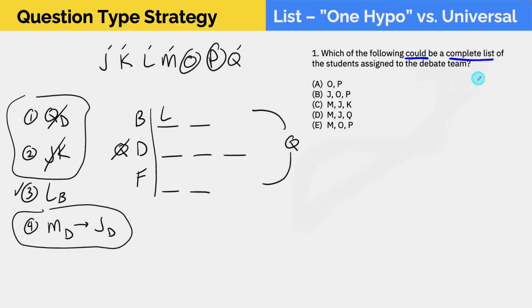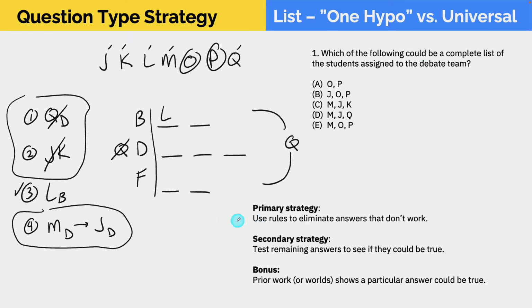It's saying which of these could be a complete list at one particular time of the students in the debate team. And here are the strategies that I think about when solving this question. First, the primary strategy should be using the rules to eliminate answers that don't work. This is very similar to that very first question that you often see in a game. You know, the kind where it's just asking which of the following could be the order, which of the following could be the assignment. For those, you generally just use the rules to eliminate, and we should do the same on this question as well.